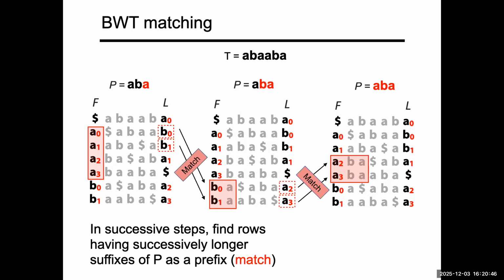So here's the shortest suffix, which is just A. Here's the next shortest suffix, which is BA. Here's the next longer suffix, which is BA.